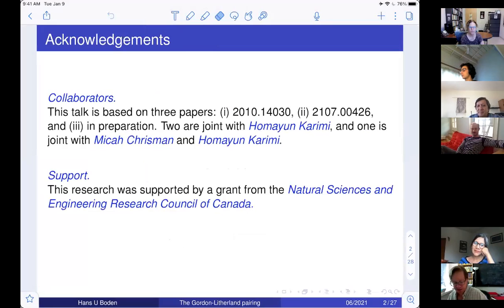And this talk is based on three papers, two of which have appeared at least on the arXiv, and there are their numbers, here and here, and then one is in preparation. So the beginning part will be we'll start with that paper, and that's joint with Homayoun Karimi and Micah Chrisman, and the other two are joint with just Homayoun Karimi. And a word to my sponsor. Of course, I'm very grateful for grant support through NSERC.